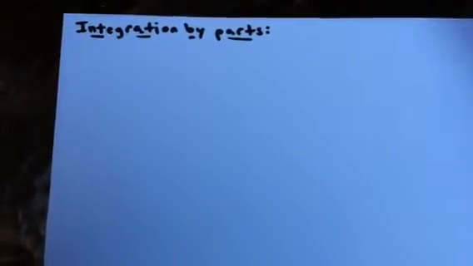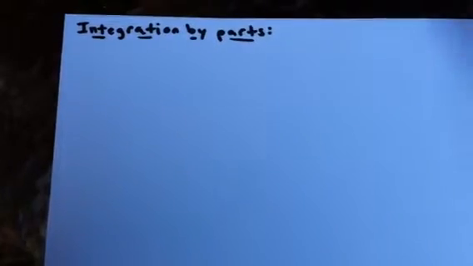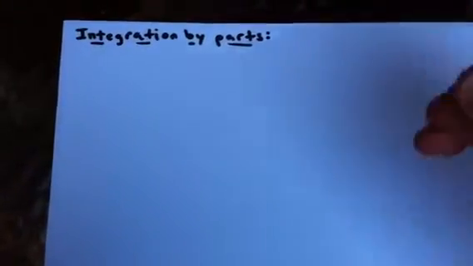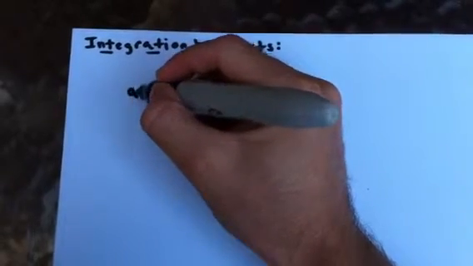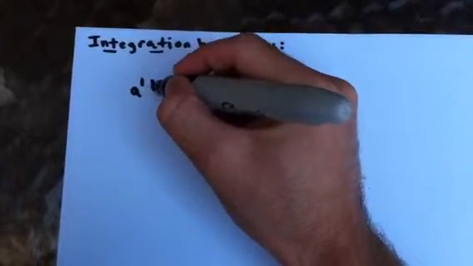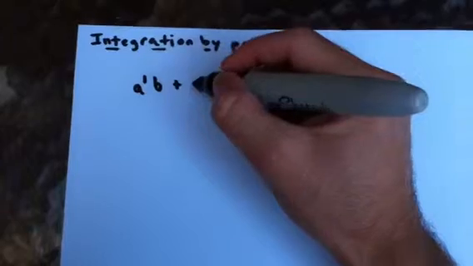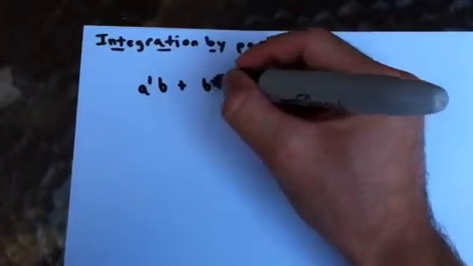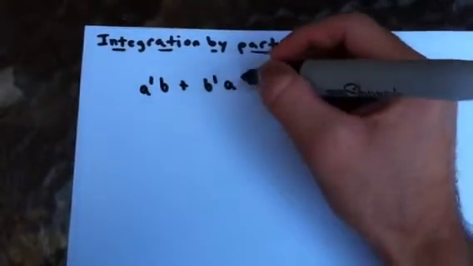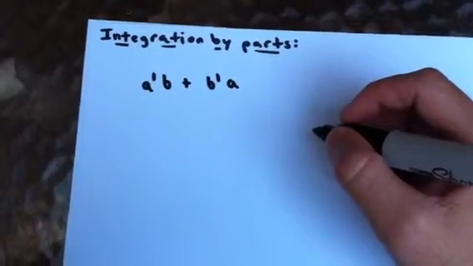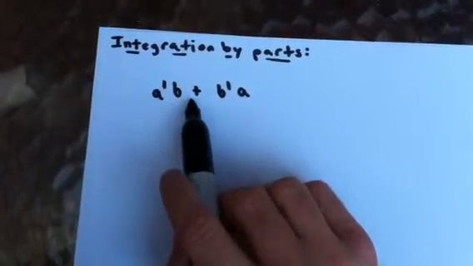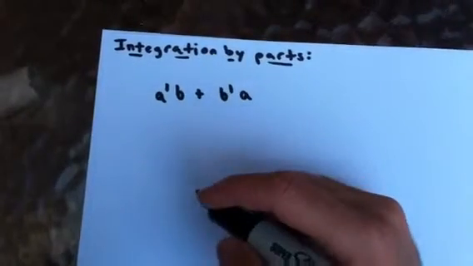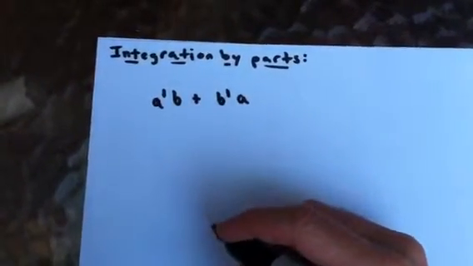I wanted to make a video showing integration by parts. And so the way to find the formula for integration by parts is to start with the product rule, which can be written as a prime b plus b prime a, or you could have a b prime plus b a prime. It really doesn't matter.